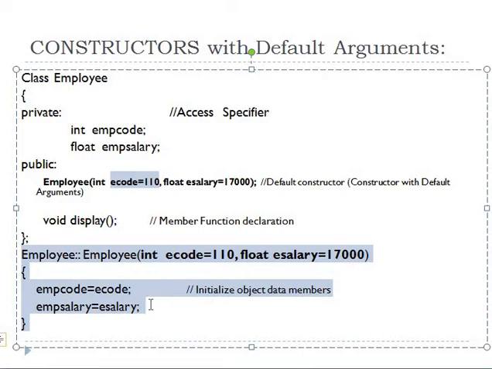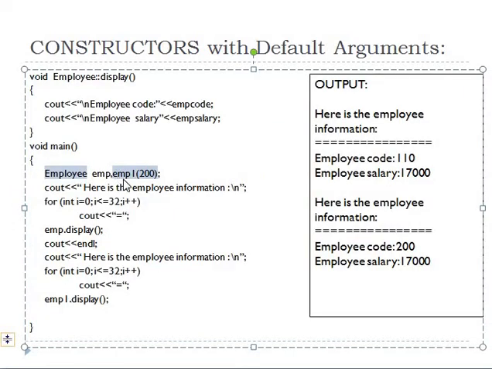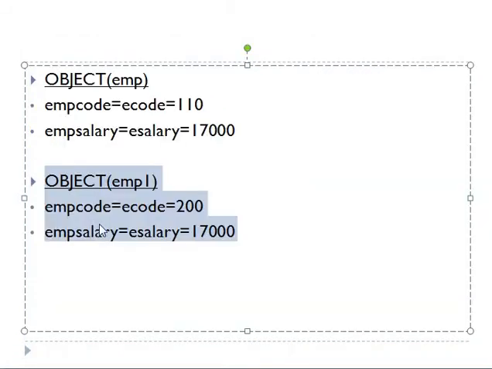And all these changes are specific to only this particular object, that is emp1. So we now have emp code having the value 200 and emp salary having the value 17,000, that is, both these data members are assigned these values when they are specific to this particular object, that is emp1.